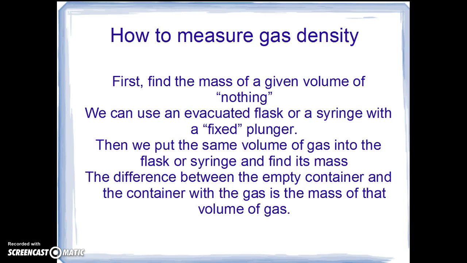How do we measure gas density? Well, first, we have to find the mass of a given volume of nothing, that is, of a vacuum. We can use an evacuated flask or a syringe with a plunger that has a hole drilled into it for a nail to keep the volume the same. Then we're going to put the same volume of gas into the flask or syringe and find its mass. Of course, the difference between the empty container and the container with the gas is the mass of the gas alone.